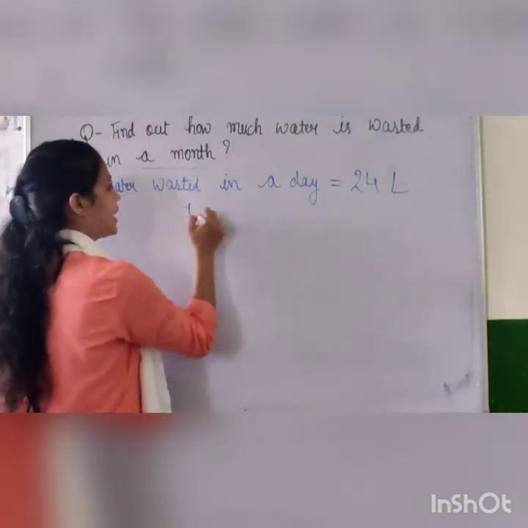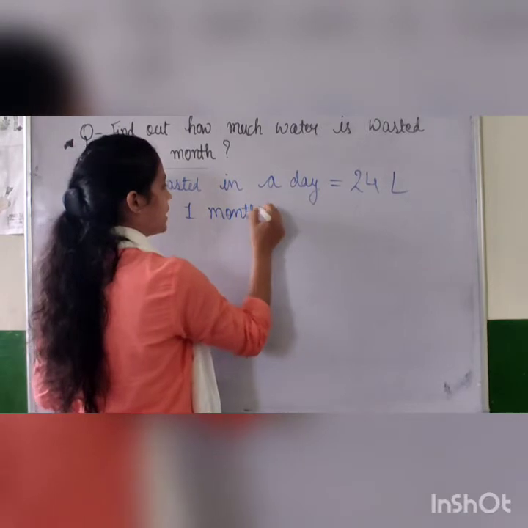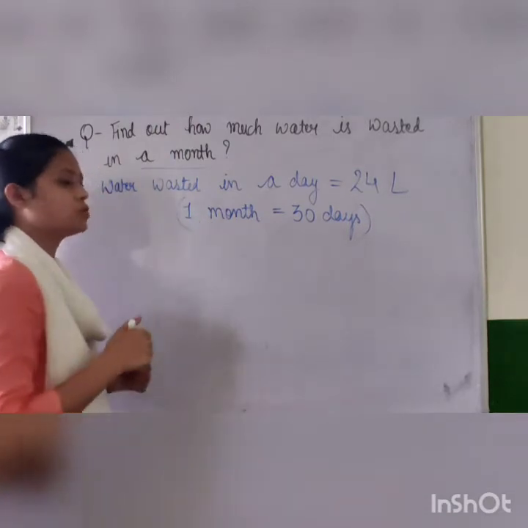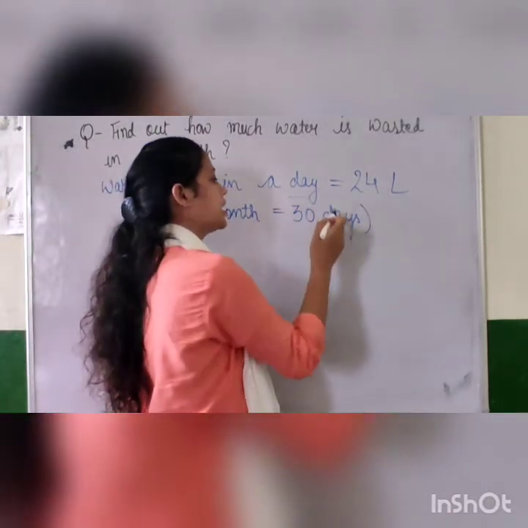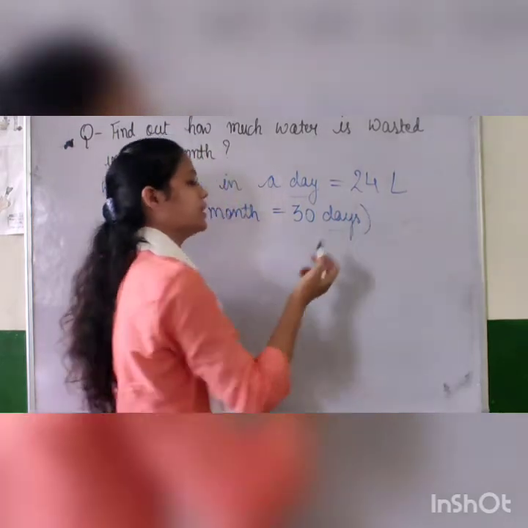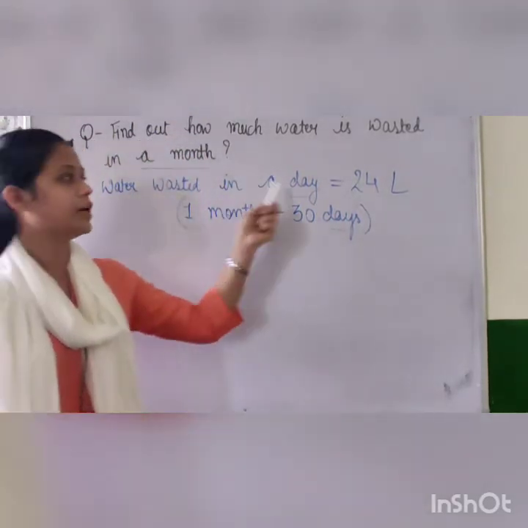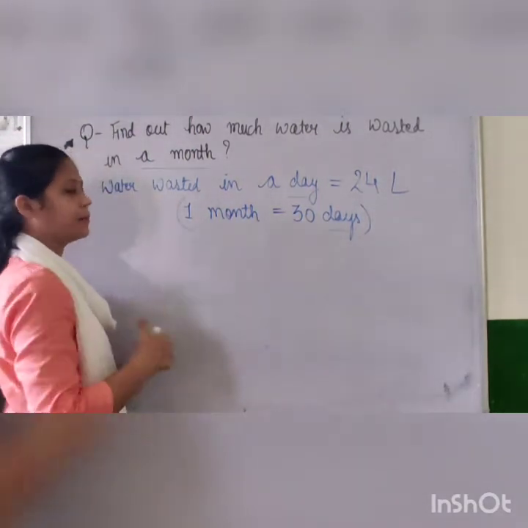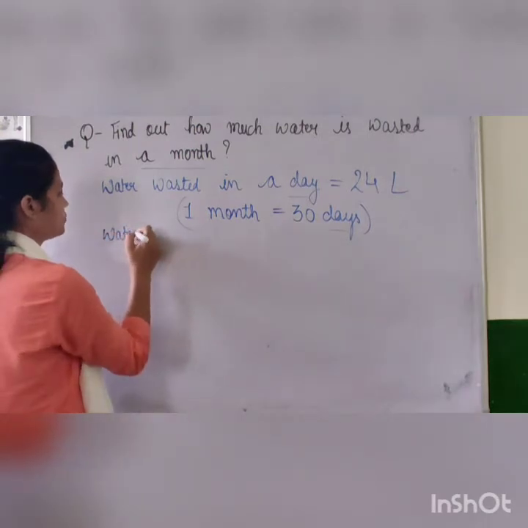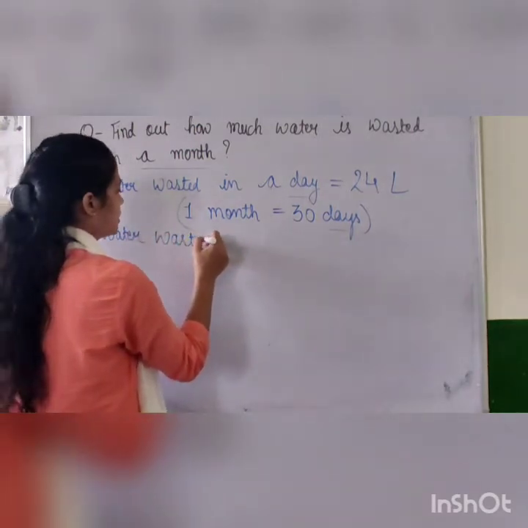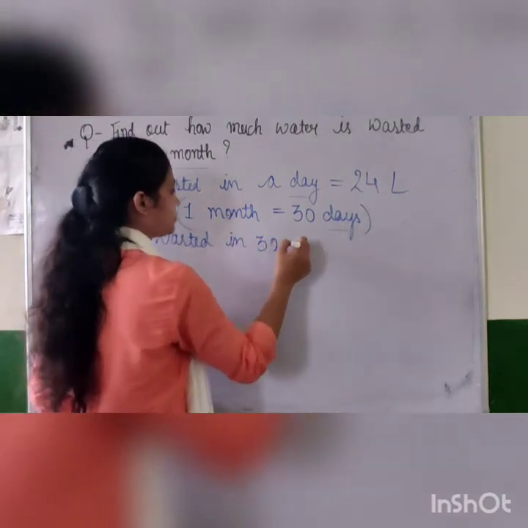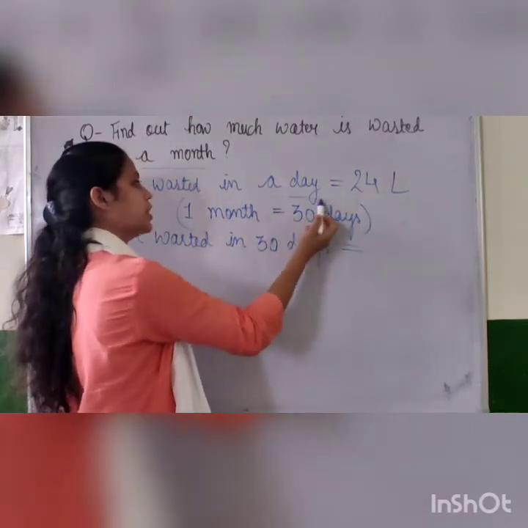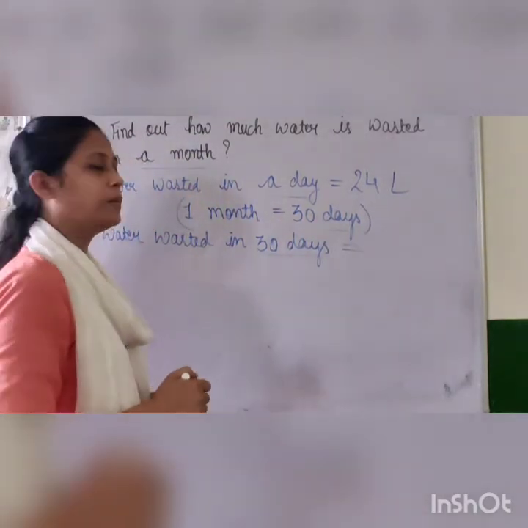We know that 1 month has 30 days. So in place of month we can write 30 days, because we have been given the amount in a day. Water wasted in 1 day is 24 liters, and 1 month has 30 days, so we will find out for 30 days. How much water are they wasting in 30 days? Again we have been given the small amount and we have to find the bigger amount, so there also we will do multiplication.